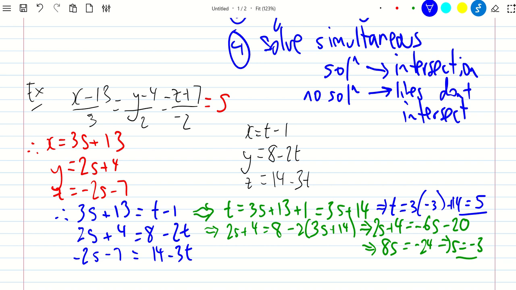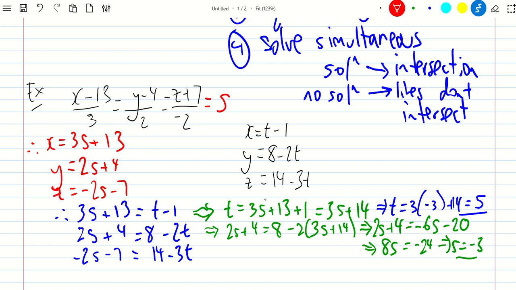Now, I need to check it in the third equation to see if it works. If this doesn't work in the third equation, it means there's no solution, and so it means the two lines do not intersect. If it does work in there, it means there is a solution when t is equal to 5 and s is equal to negative 3. And we're good to go.